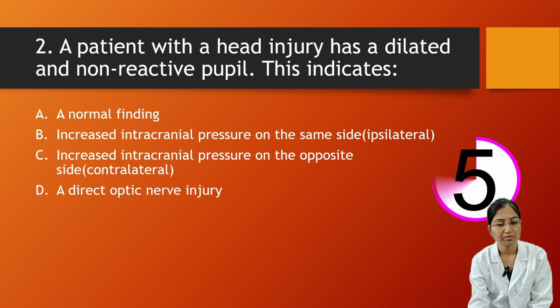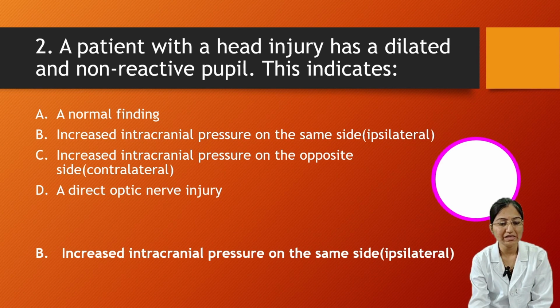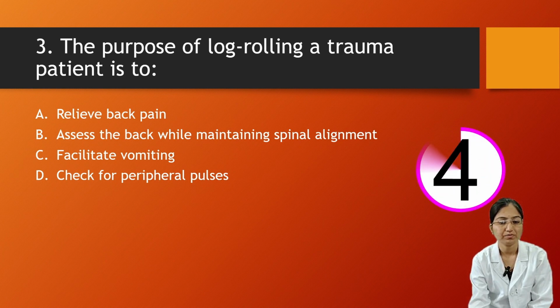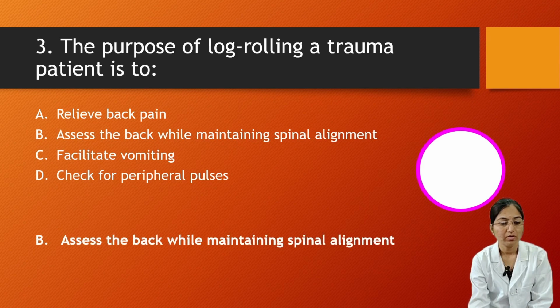This indicates... The right option is B, that is increased intracranial pressure on the same side. Next question. The purpose of log rolling a trauma patient is to... The right answer is B, that is assess the back while maintaining spinal alignment.